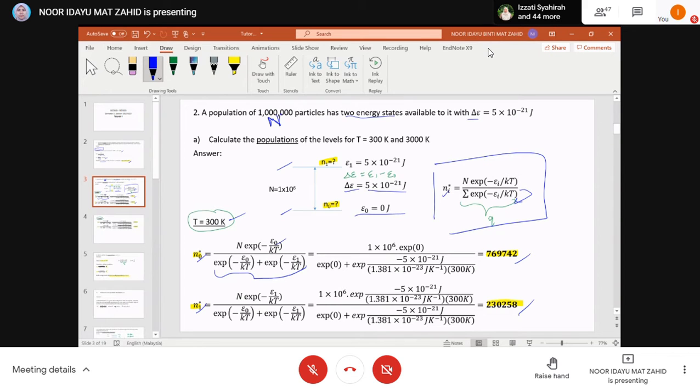How about the higher energy state? You can do it as simply as 1 million deducted by the value. You should obtain 230,258. Or you can do it step by step as well. You use the main equation and insert carefully. Now the numerator is for the epsilon 1 state, divided by the total contribution from both energy states. The value should be the same, 230,258.